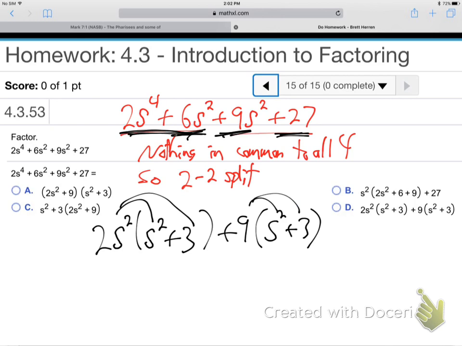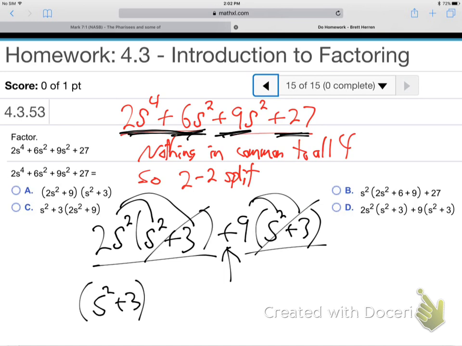It's working, which means you can do one more step. Why? Because they have these two terms. Remember, pluses and minuses outside of parentheses separate into two. And they both have in common s squared plus 3. Remove it, put one of those in the front. Bring down the leftovers. 2s squared plus 9. There we go. We got it right.